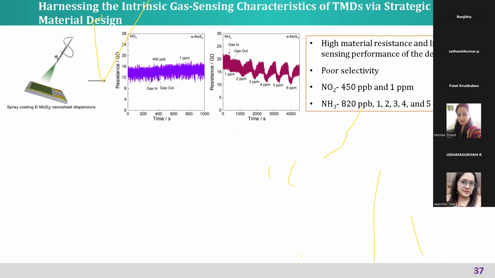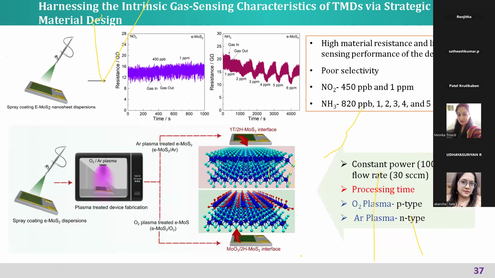Now come to our studies. We took the pure MoS2, liquid phase exfoliated MoS2, and did the gas sensing. We found that it does not have a very good response to any of the gases of interest to us. So we tried to modify the surfaces. As I told you, the in-plane layers are covalently bonded, and the interplanar interaction is the van der Waals interaction. So this is not easy to do with the regular route.